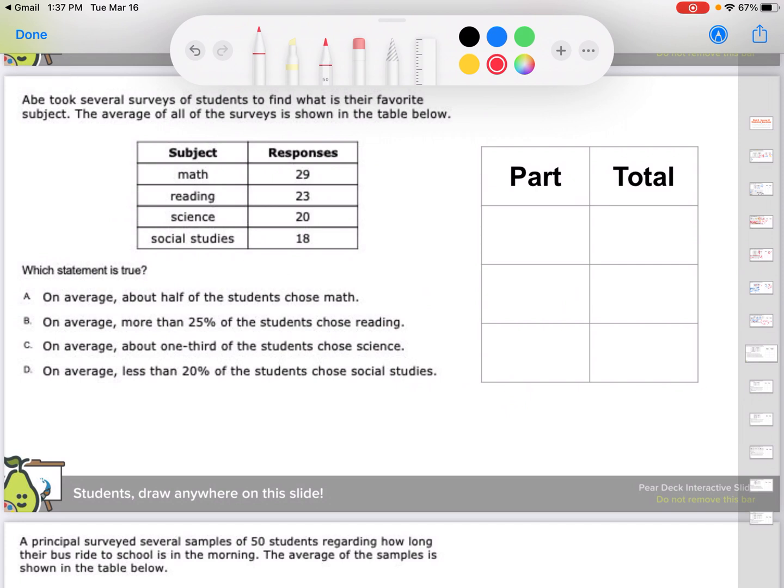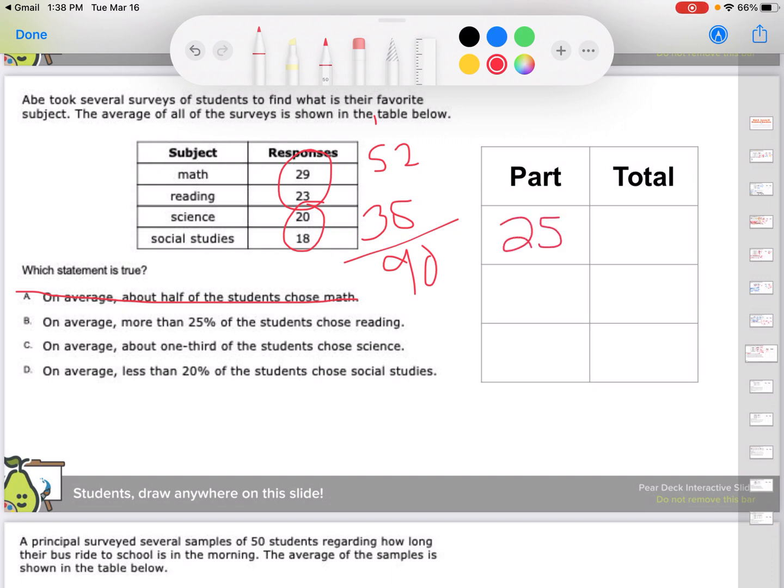All right, the next one says, Abe took several surveys of students to find out what their favorite subject was. The average of all the surveys is shown below. So I got to figure out how many kids I've got here. I've got 38, and then I've got 52. So 90 students, if I added right. Okay, so on average, half of the students chose math. Well, half of 90 is not 29. Half of 90 would be 45. On average, 25% chose reading.